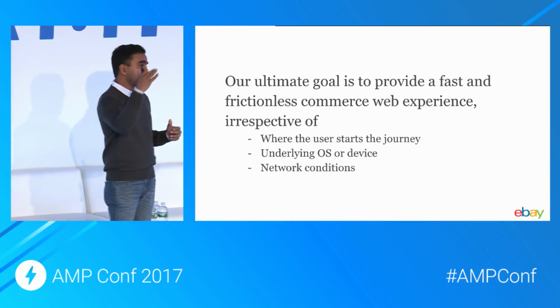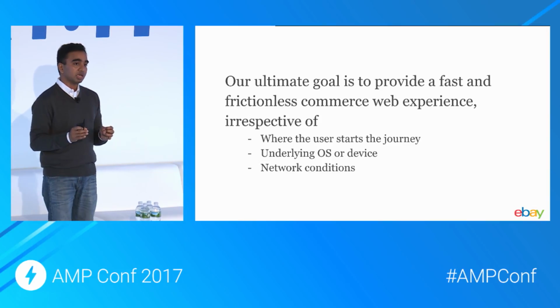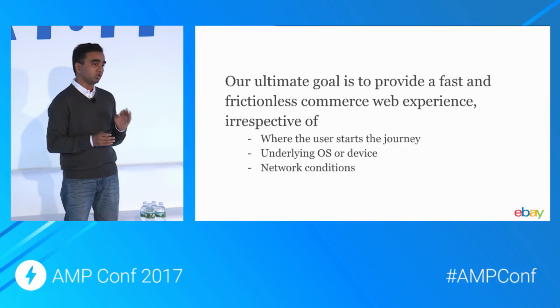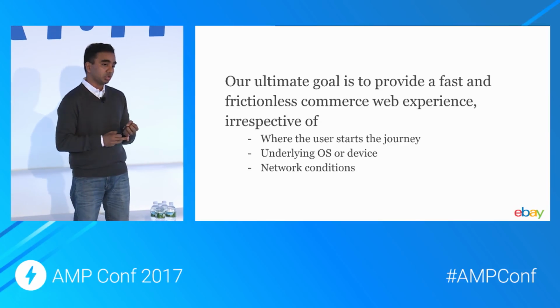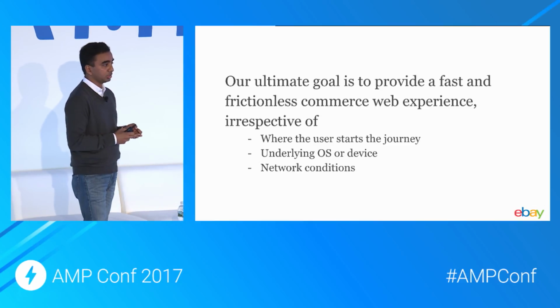But what is our ultimate goal? What's the target that we are setting? At eBay, we want to provide a fast and frictionless commerce web experience irrespective of three things: where the user starts the journey, the underlying operating system or device, or the network conditions. And AMP is just one step towards that. As you know, the web has evolved a lot, and it gives us the power to do these things. We just have to apply it to the whole spectrum, starting from the Credential Management API to the Payment Request web API. I think if you apply it, we will be there pretty soon. Thank you.